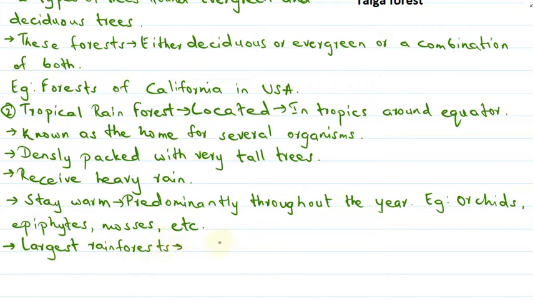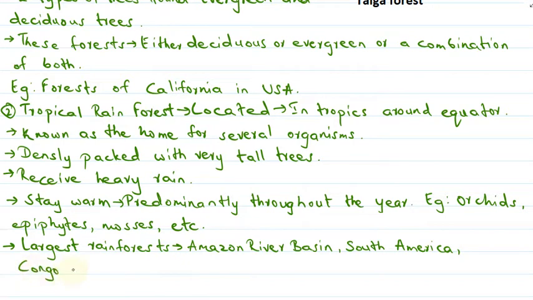So where would you find the largest rainforest? They can be found in the Amazon River Basin, that is in South America. Then the largest rainforest can also be found in the Congo River Basin, which is in Western Africa, and throughout much of Southeast Asia.